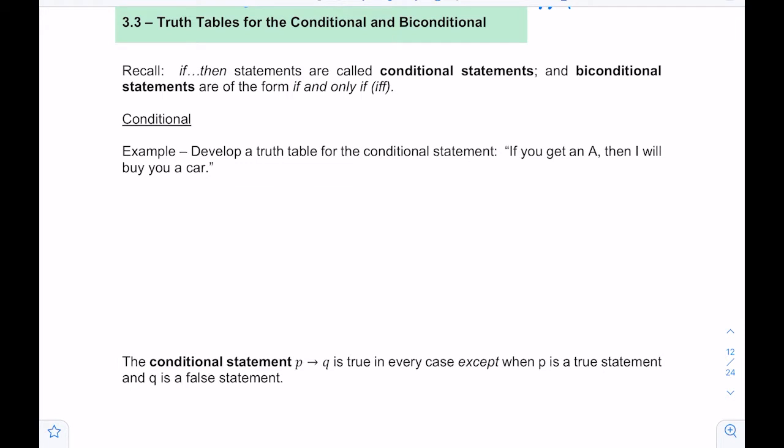We're going to look more at truth tables. This time we're going to focus on conditional statements, which are if-then, and biconditional statements, which are if and only if statements. So in my first example here, I have a conditional statement which says, if you get an A, then I will buy you a car. So we're going to develop a truth table for the conditional statement.